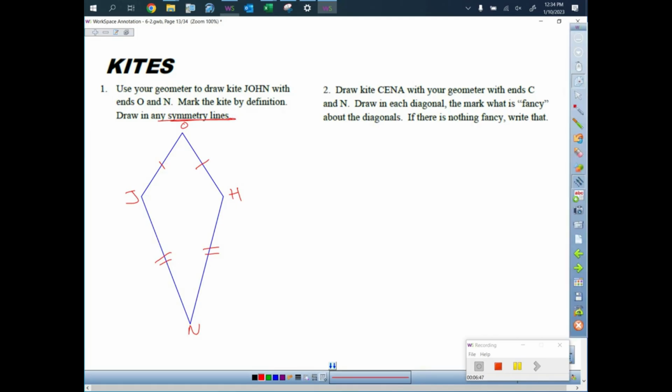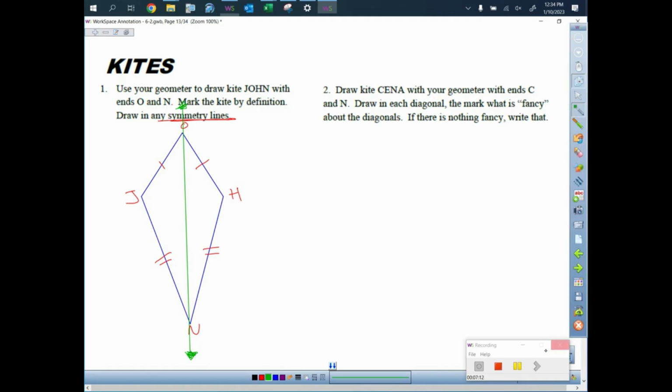Because it's a line, we do need to put arrows. It's not like a diagonal, it's going to go through the kite, and put some arrowheads on it. So they said draw in any symmetry lines. That's nice. So that was JOHN. Number 2, they ask you to draw the kite CENA. Mark all that stuff, what it says.